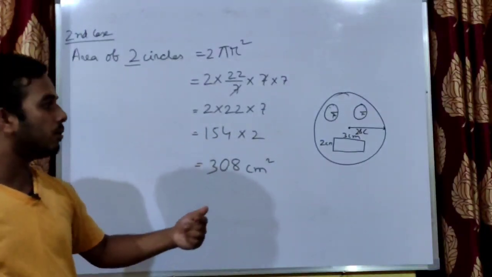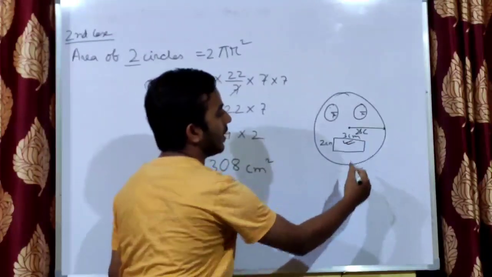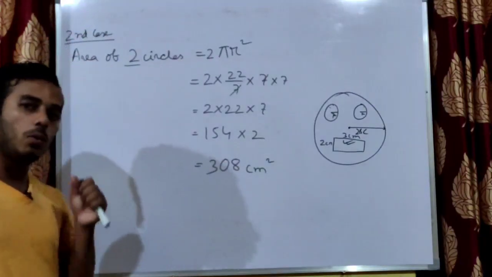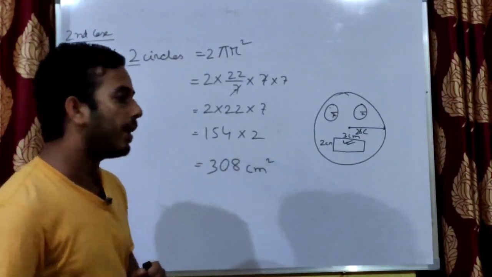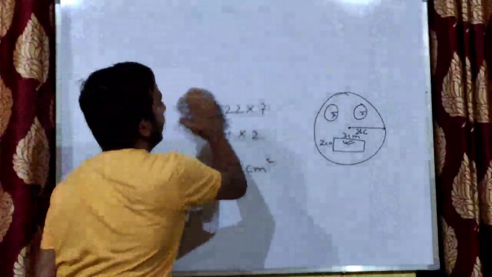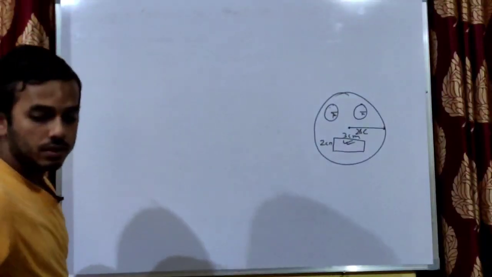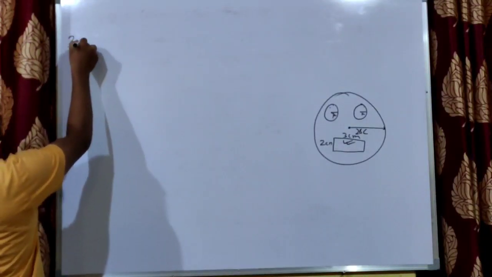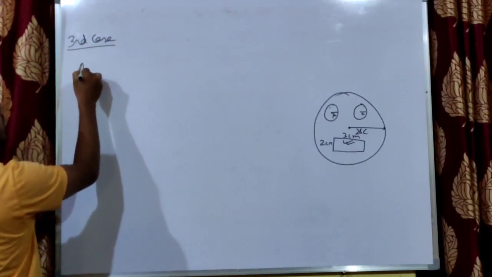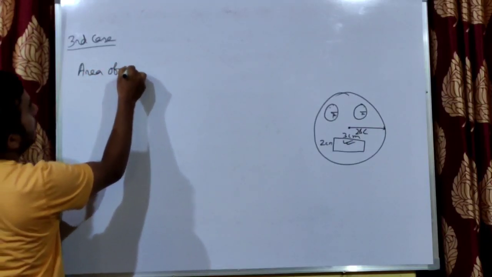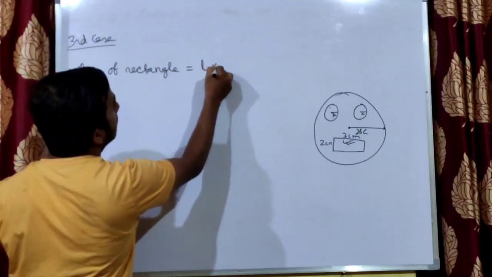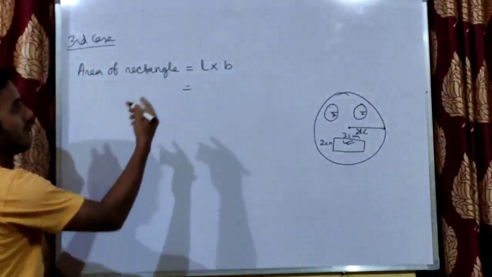Next, what we have to find? We have to find the area of this rectangle, right? So do we know area of rectangle? Yes, we know area of rectangle is length into breadth. So we will write there third case. Now area of rectangle is length into breadth, right? Then it will be what?